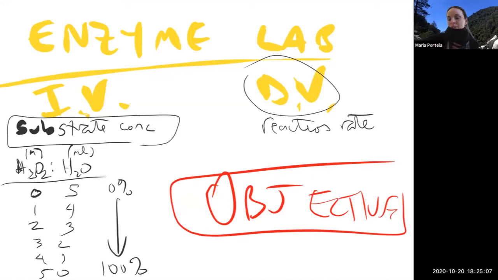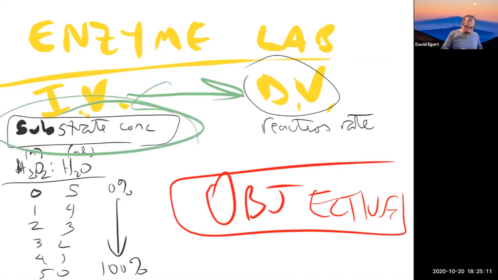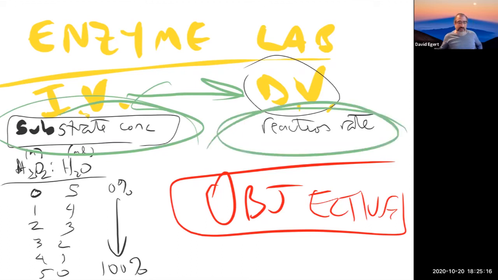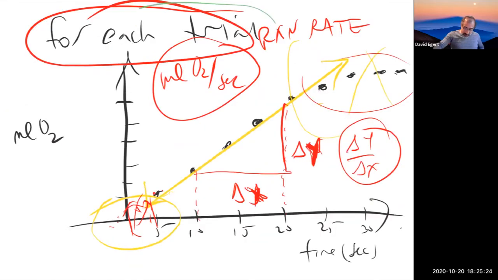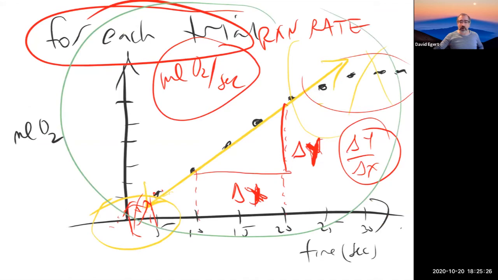So then with the results, we made a graph. We want to see what is the relationship as substrate concentration changes, how does reaction rate change in relationship to it, which means all of these graphs, these don't tell you that directly. These are part of the process of getting to where you need to be.